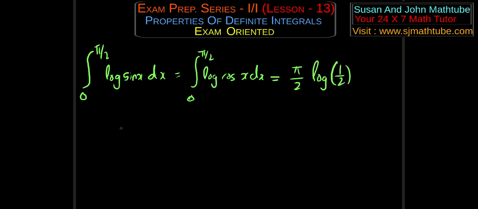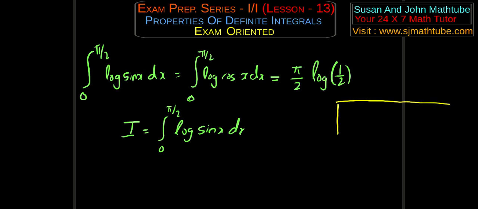Okay, so as always, we start with let I equal to integral 0 to pi by 2 log sin x dx. Before we start, I'd ask you one question. What is sine 90 minus x? Yeah, sine 90 minus x is cos x. Okay, that's it. So what we do is we apply the property, and we had been applying this property continuously in the last 2-3 videos.